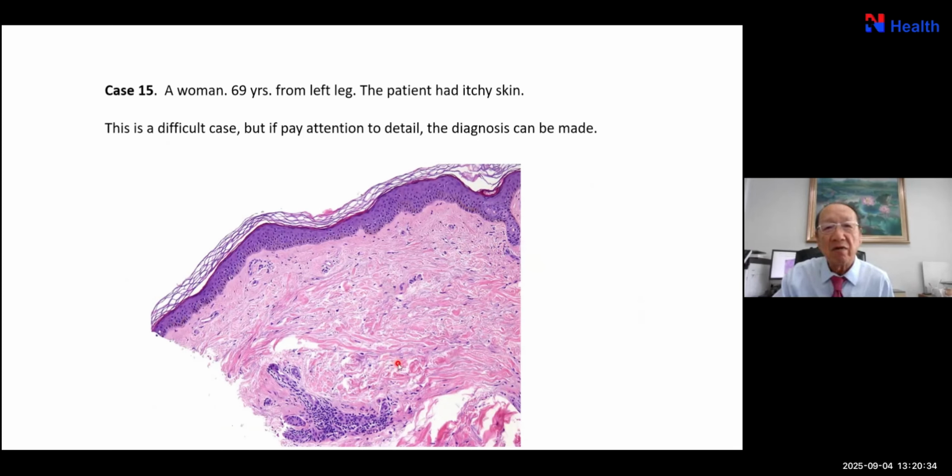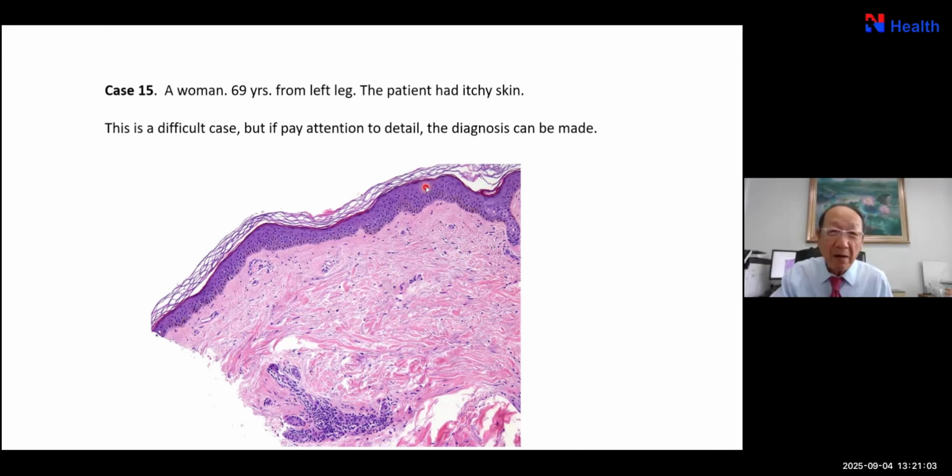Patient, 69 years old, on the left leg. The patient had itchy skin, and the clinician looked at it, then biopsied this lesion. The clinician looked at it and didn't see anything, didn't have any idea what happened here. So the biopsy was sent to us. We look at it, it's difficult.